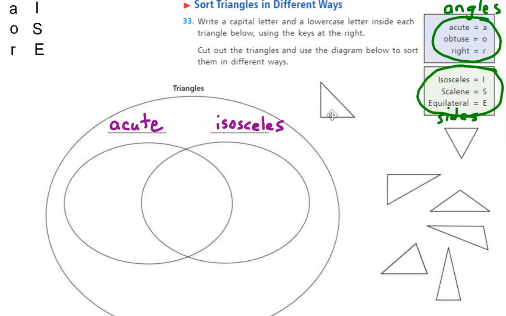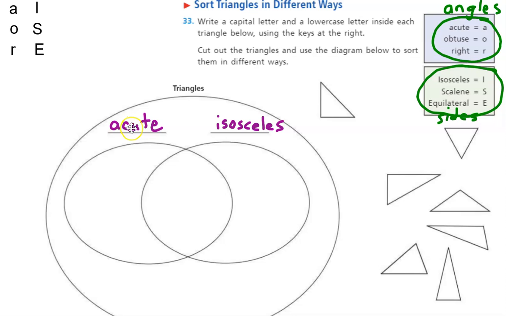So my job is to ask myself if I think that this is isosceles, or if I think it is acute. And if it's both of those, it would go in the center. If it's only acute, it would go over here. If it's only isosceles, it would go over here. And if it's neither of those, it would go down here in the bottom to show us that it's neither.